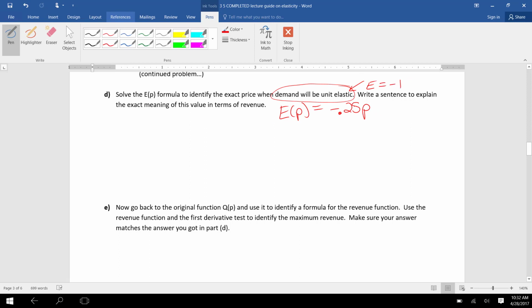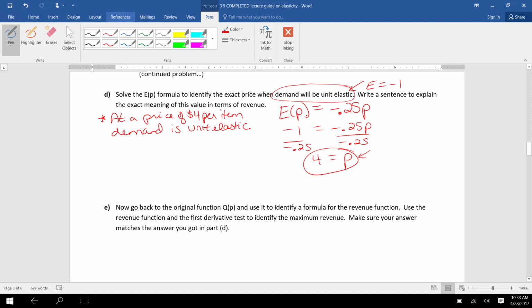So I take my E of P function, I let E be negative 1. To solve this equation, of course, I need to divide both sides by negative 0.25, and we get P equals 4. P is price. This is saying a price of $4 will cause demand to be unit elastic. So what exactly does it mean to be unit elastic?